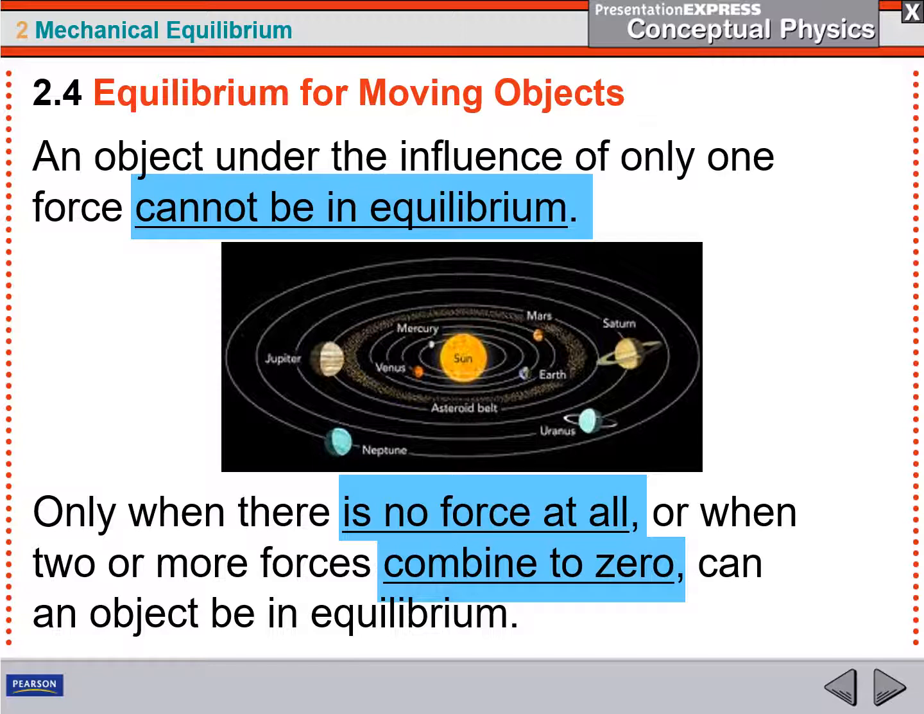It's possible, if you were in outer space, that an object could be moving with no force at all. Maybe a force got it started moving, but then it would move constantly in a straight line with no force at all. But here on the Earth, there's always going to be forces, more than one force, acting on an object at any given time. Only if 2 or more forces combine to 0 can that object be in equilibrium.